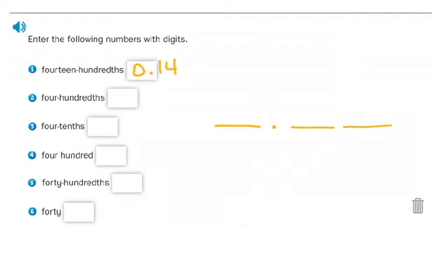Just as a reminder, this is our ones place, this is the tenths, and this is the hundredths. Notice that when we're working with the place values after the decimal, they both end in TH. Go ahead and complete numbers 2, 3, 4, 5, and 6. Pause the video at this time.